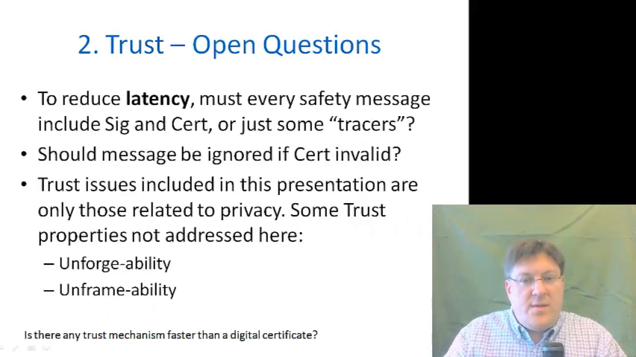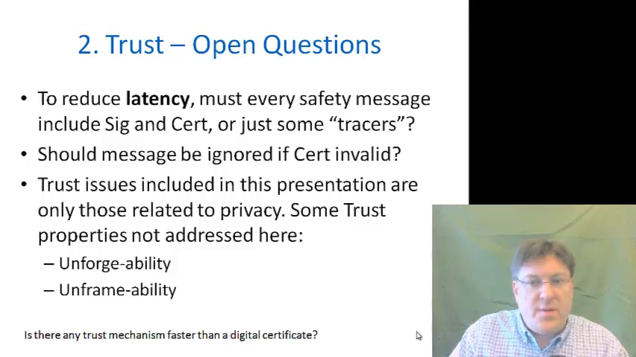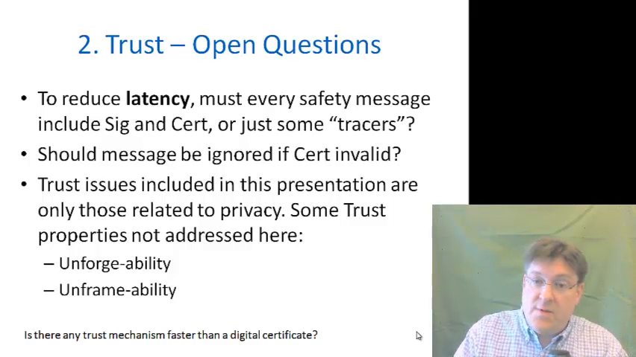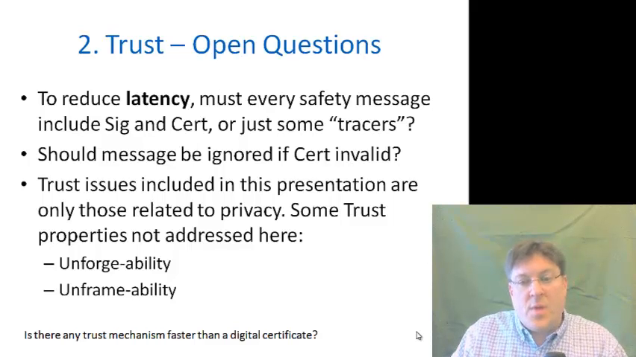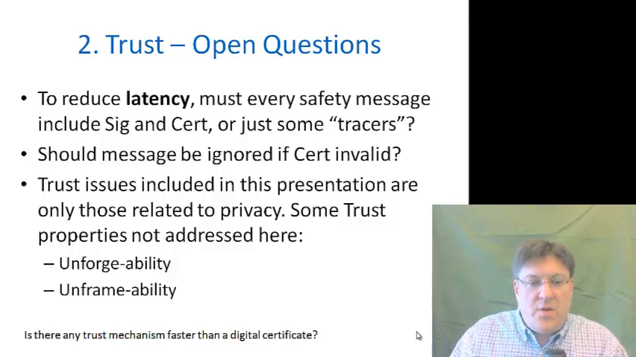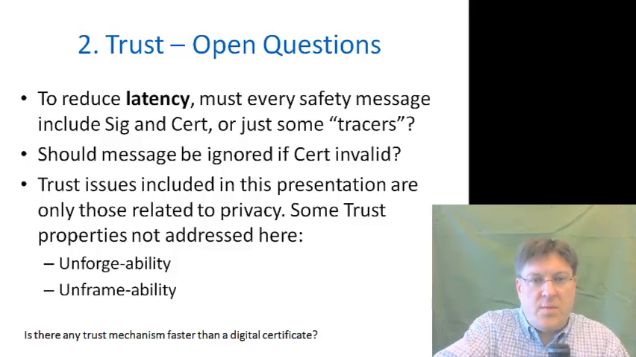To reduce latency, it has been suggested that not every single safety message has to have a signature and a certificate. Maybe just some of them do. The other question is, should we ignore a message if the certificate's not valid? If it's not valid, maybe it could still be a real car, but the certificate's not valid. So there are issues there. There's a whole bunch of trust issues, and we're focusing on privacy here, but one of them is unforgeability, another one's unframeability. We're not going to deal with all these trust issues here, but they do sometimes affect privacy. We're just going to focus on the main areas that affect privacy.